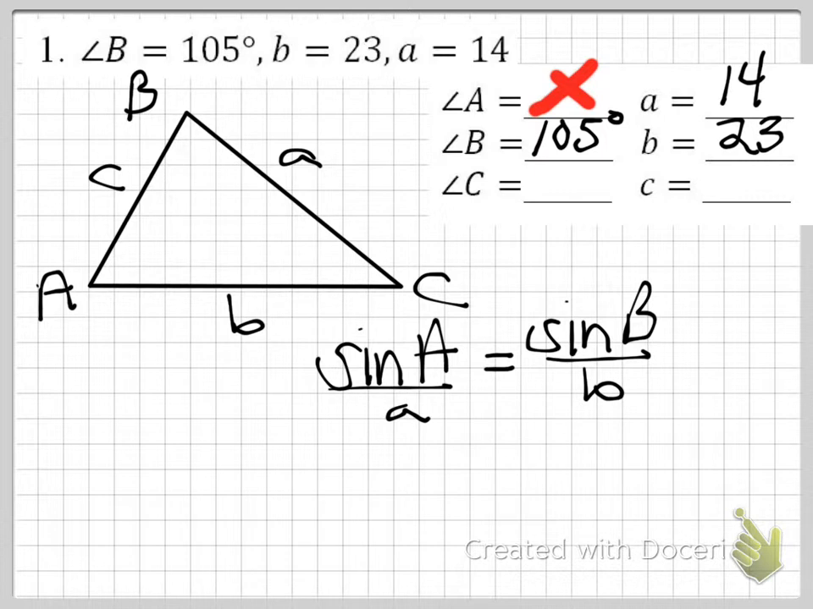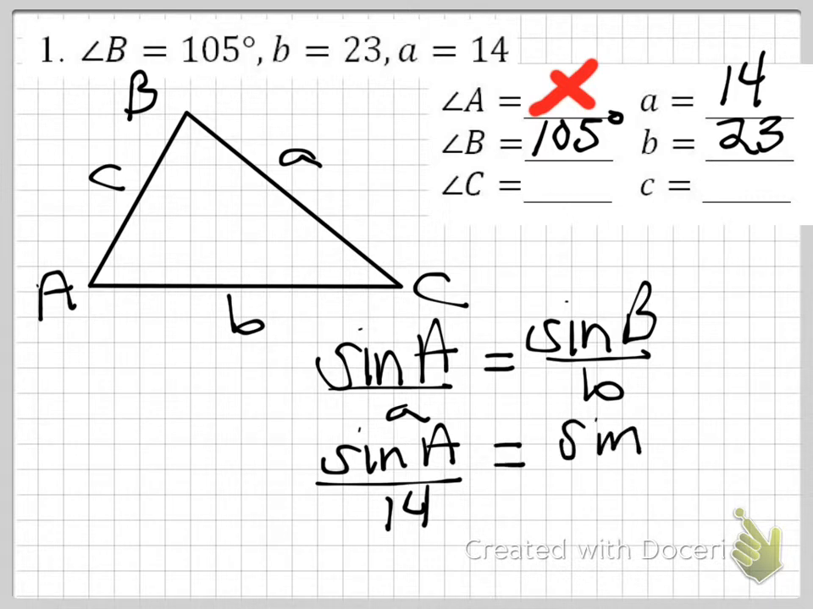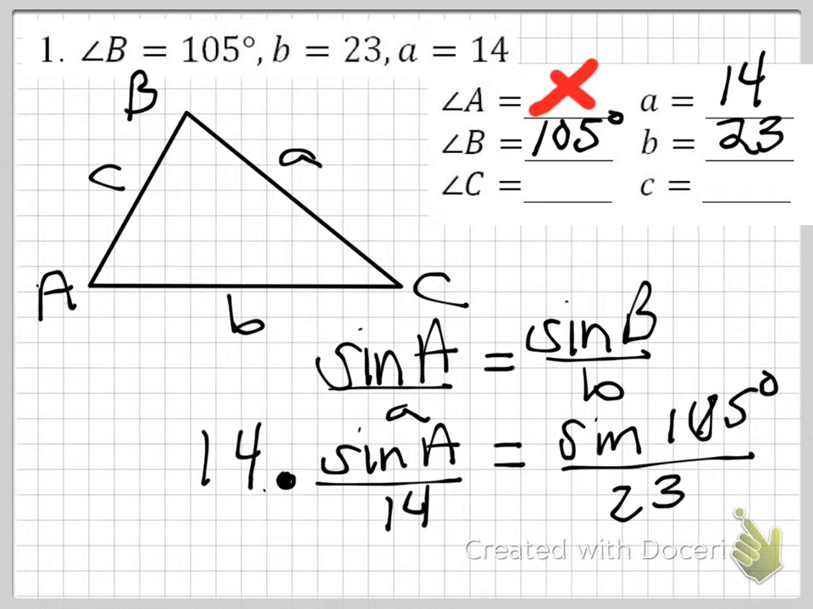So I'm going to plug in what I do know. Well, sine of A is still an unknown, but I do know that side a is 14. I also know that angle B is 105 degrees, and I know that side b is 23. In order to get this sine of A by itself, I would multiply both sides by the denominator that I'm trying to get rid of, which is 14. So I'll multiply on this side by 14 and on that side by 14. That way, these two cancel out.